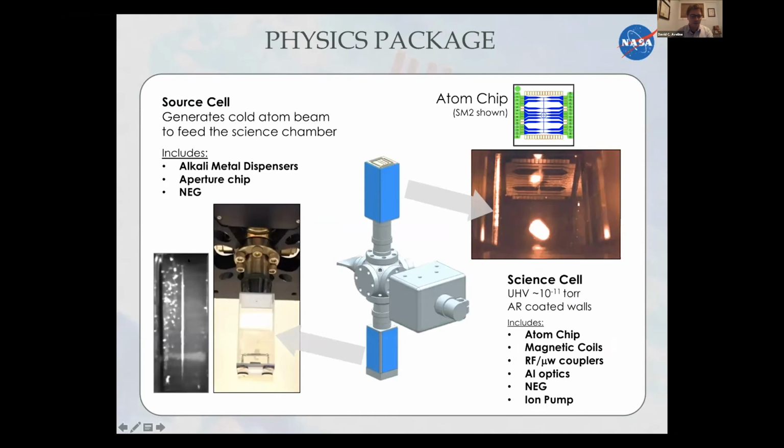The dispenser is located at the bottom of this source cell, and we heat that by running current through it. It ends up creating, we're in the sort of 10 to the minus 8, maybe up to 10 to the minus 7 at most. The aperture that you see at the top of the source cell is what differentially pumps and allows the upper part of the chamber to be at 10 to the minus 11 torr.